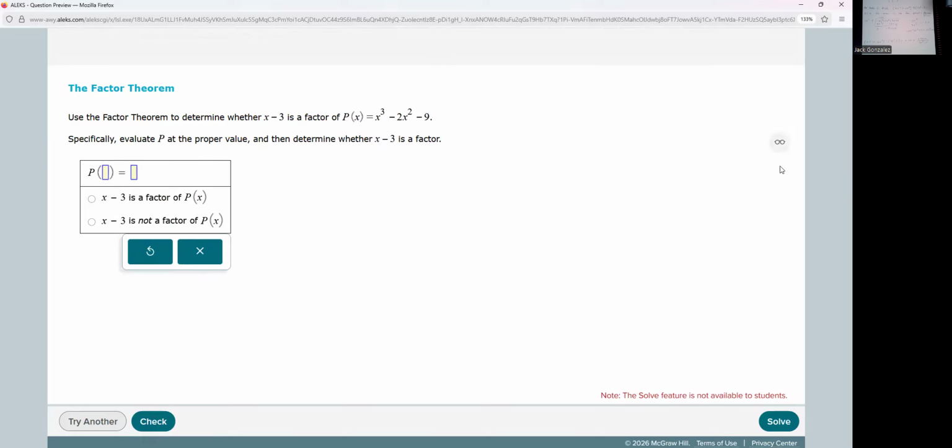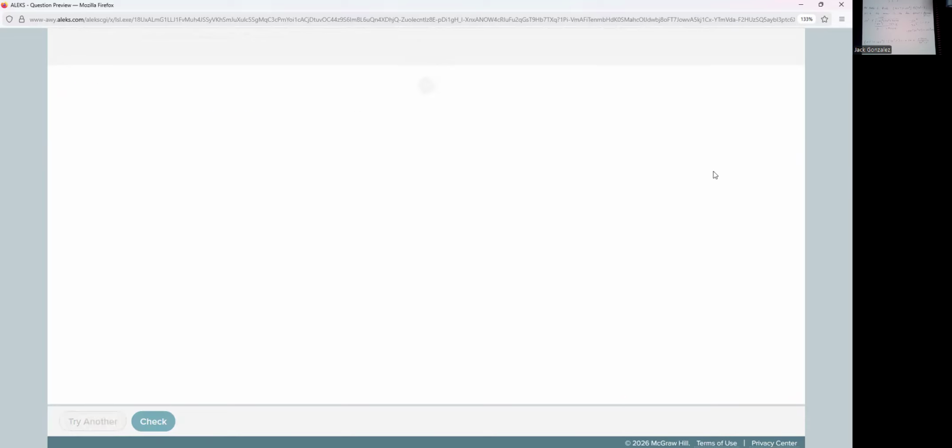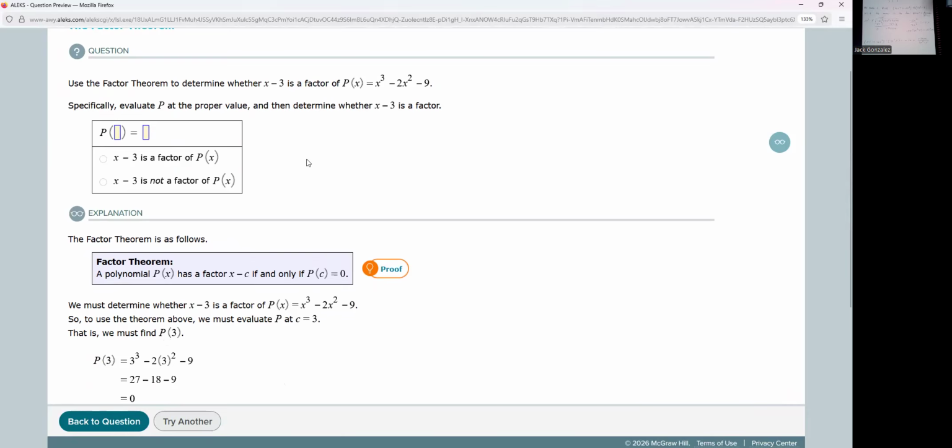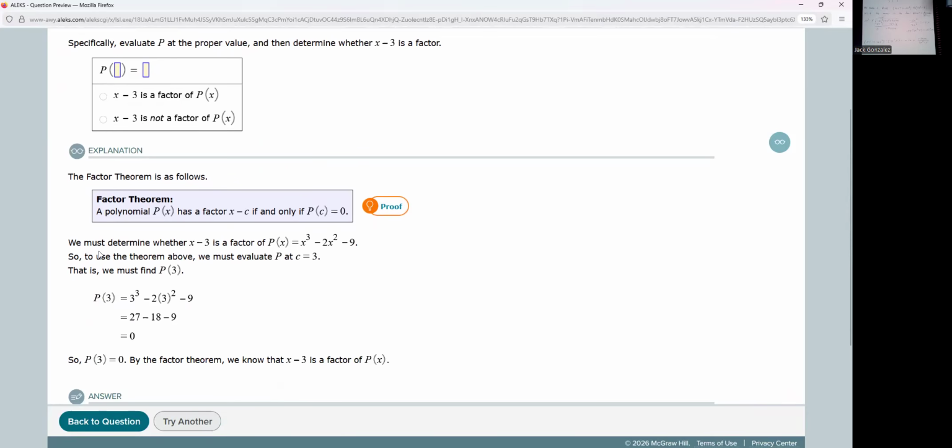I'll try to wrap this up because it's kind of long. Let's see here. Use the factor theorem to determine whether x minus 3 is a factor. So remember we said that if it's a factor, then it is a 0. Then what you got to do, here's the theorem, right? The main one. I'll write this somewhere.